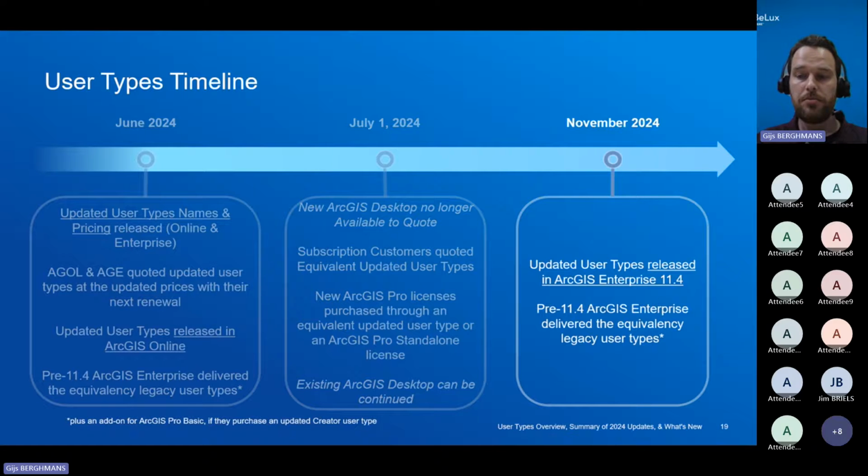Then in November of this year, as mentioned earlier, the updated user types will also be released in ArcGIS Enterprise version 11.4. So again, customers who have renewed their contract and are planning to work with an ArcGIS Enterprise version older than 11.4, for instance version 11.2 or 11.3, will receive legacy user types that have the same equivalency as the updated user types.